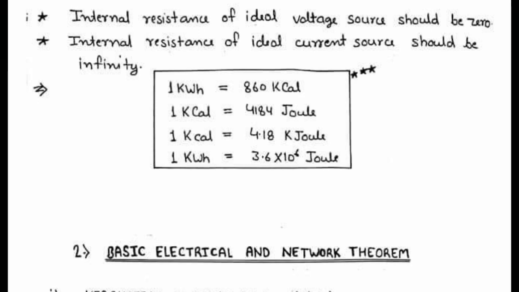Voltage source internal resistance should be 0. Internal resistance of an ideal current source should be infinity.